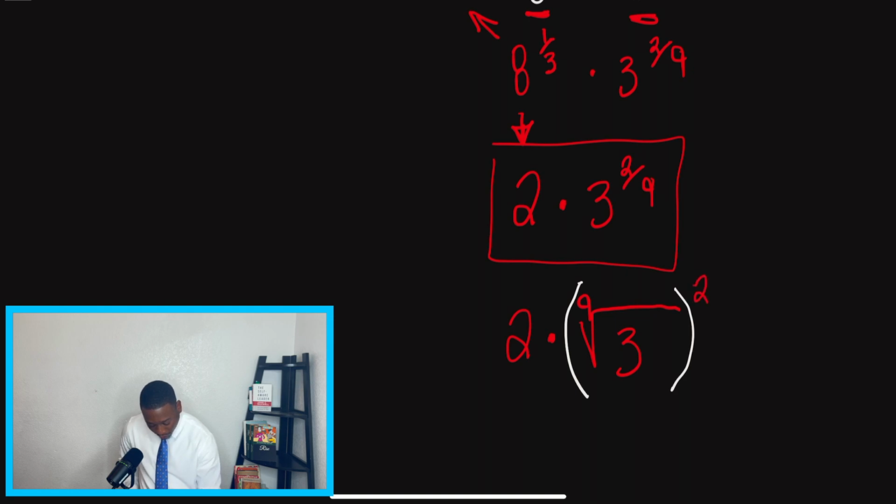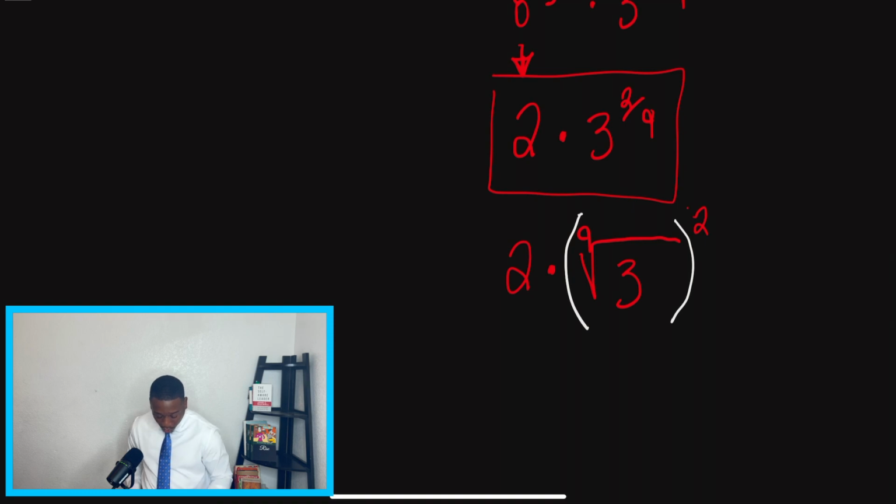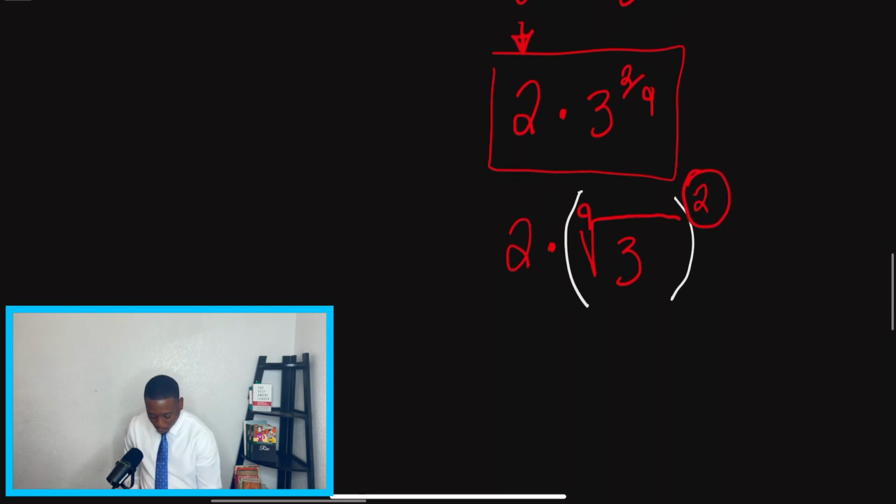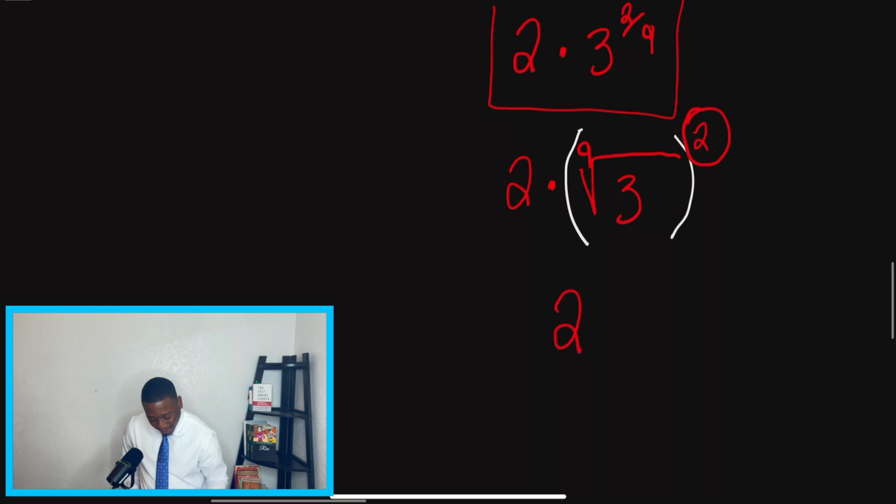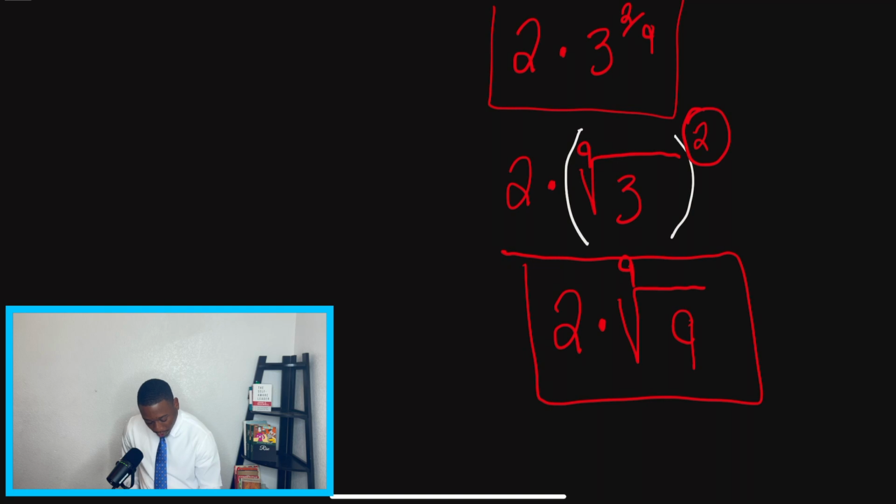So what they're asking us here, guys, is they want us to either square 3 and then take the 9th root of it, or take the 9th root of 3 and then square it. So we're not going to do that. What we're going to do is try to simplify it as easily as we can. So our final answer in this would be 2 times the 9th root of radical 9. This is the furthest that we could go with this problem.